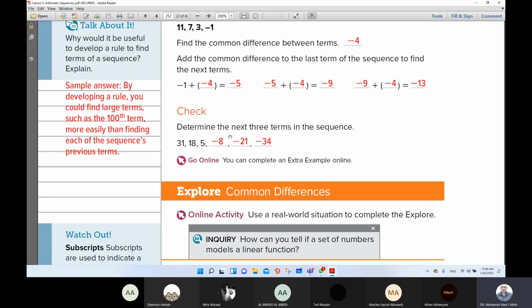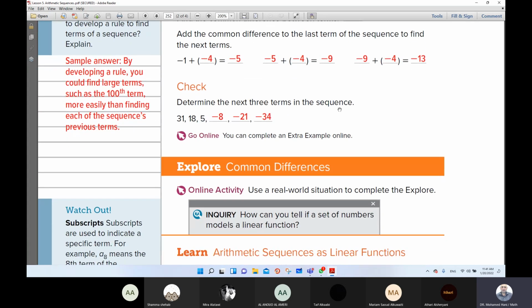In this example, determine the next three terms in the sequence. We have, as you see here, 31, then 18, then 5. What is the common difference here? What is the value of d? 31 minus what equals 18? 18 minus what equals 5? Minus 13. So 31 minus 13 equals 18, and 18 minus 13 equals 5.